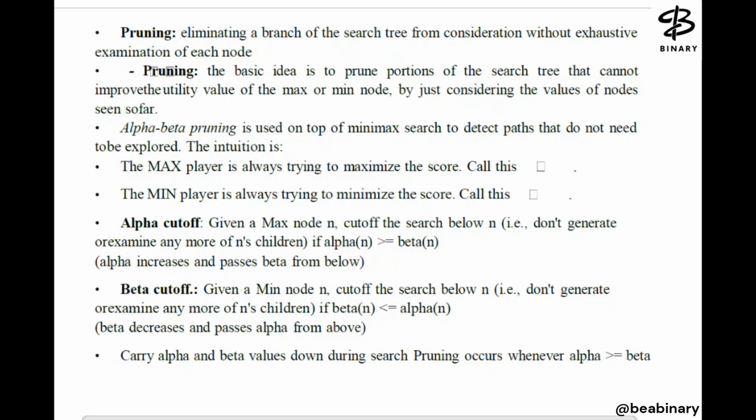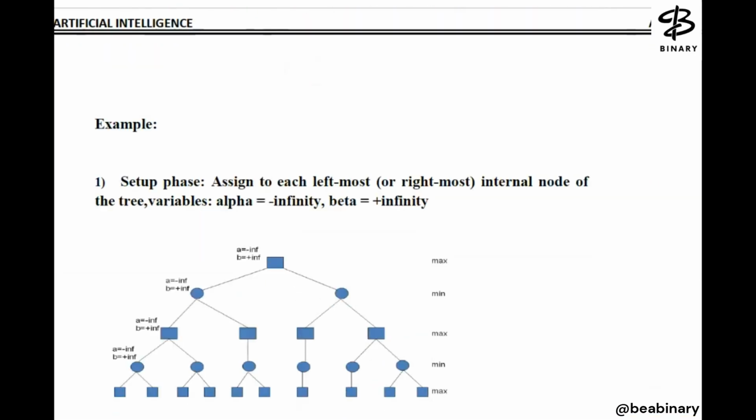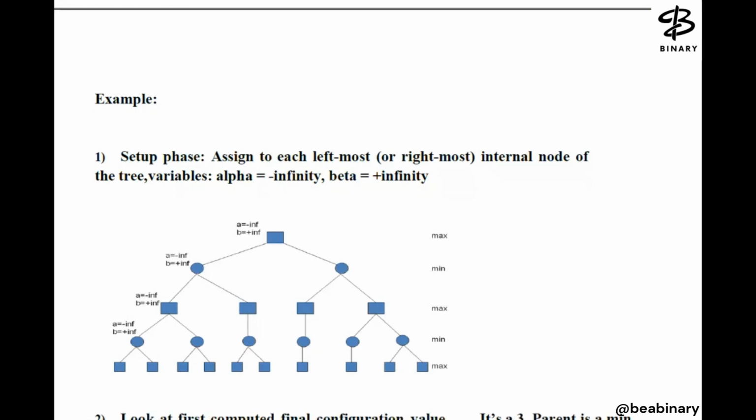And what is the beta cutoff here? We will see it in the form of examples, so it will enumerate the further searches. We start from max, min, max, min, and at every level we talk about the alpha and beta values. Let us set up the initial values assigned to each leftmost or rightmost internal node of the tree: alpha is minus infinity and beta is plus infinity. We have assigned these values, whether to an internal node or a leaf node.